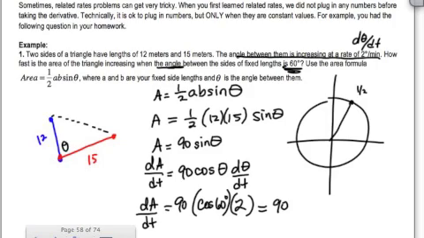Okay, so that is the rate that the area is increasing. What do you think your units would be? Meters squared per minute, right? Because it's the rate of change of the area. Area is meters squared per unit time, so time is minutes. So meters squared per minute. Good.